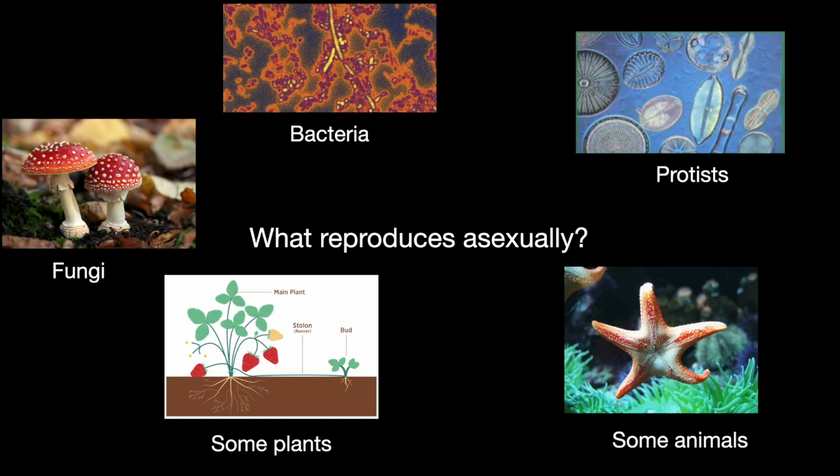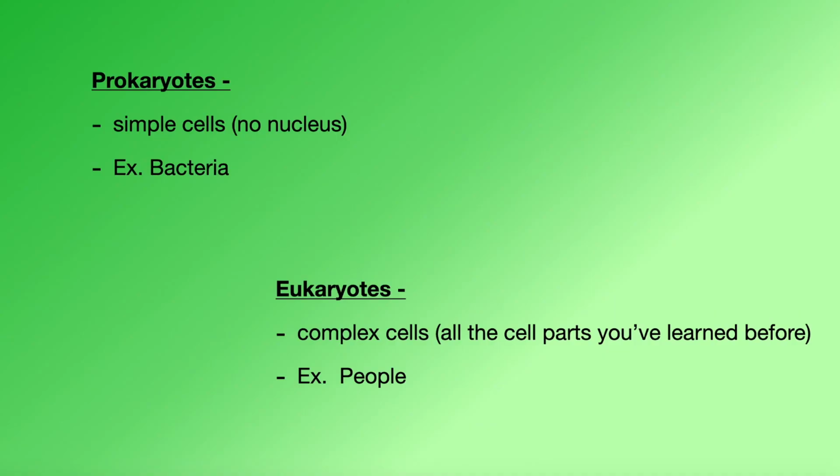So what reproduces asexually? Fungi, like mushrooms, bacteria, protists, some plants, like strawberries, some animals, like starfish, can reproduce without a mate.